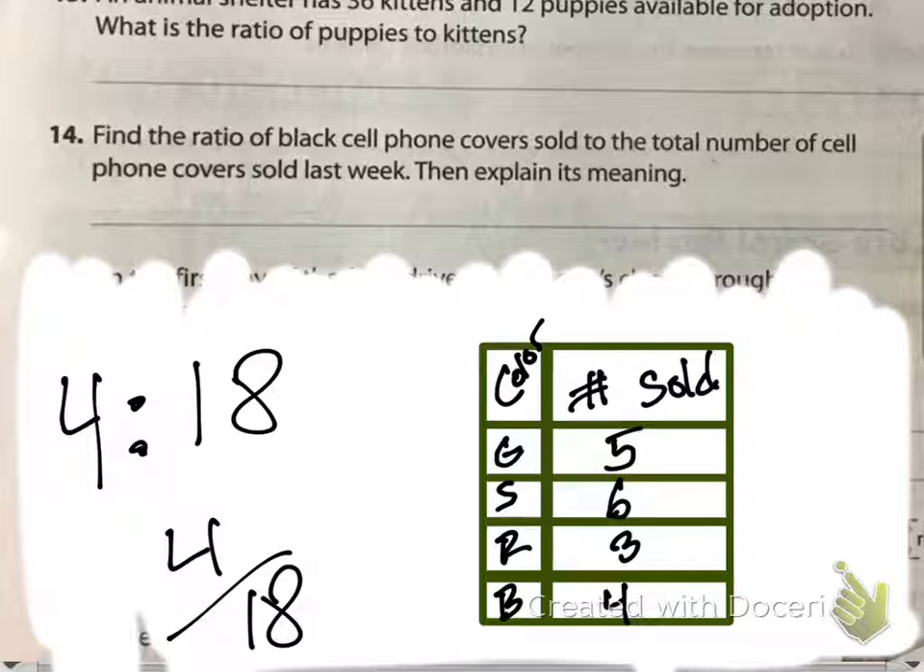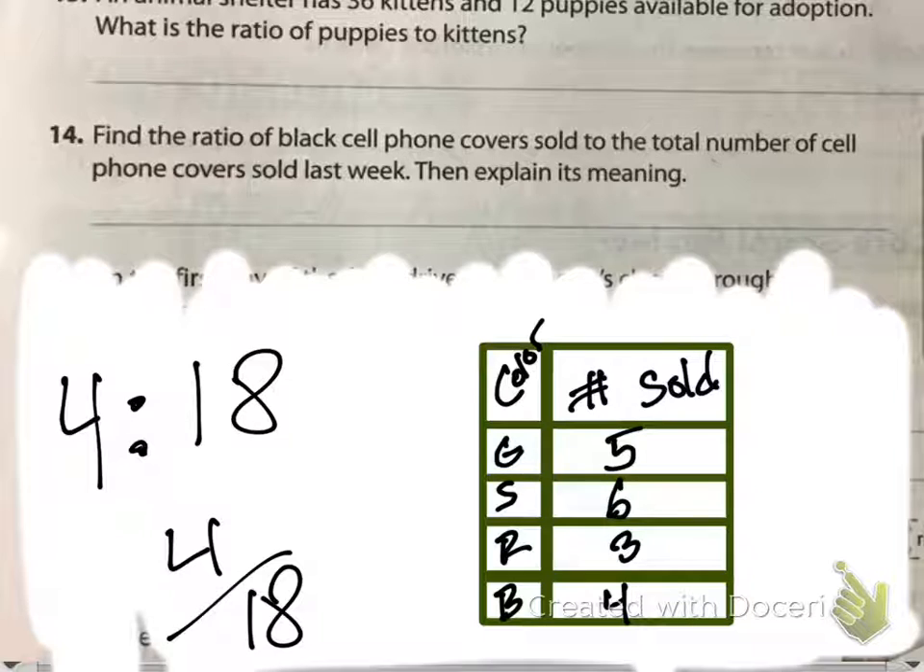So are we done? No. Why? I thought we were done. Miles? We need to simplify. So basically when you simplify, you're finding the greatest common factor. But if you're lazy, just keep dividing by whatever numbers pop out at you. You know what I mean?